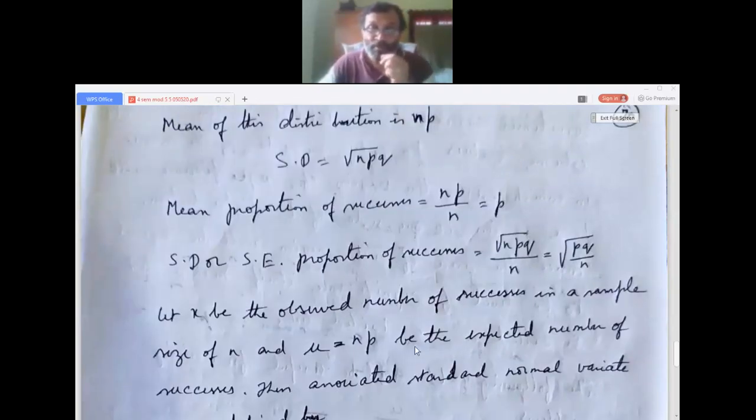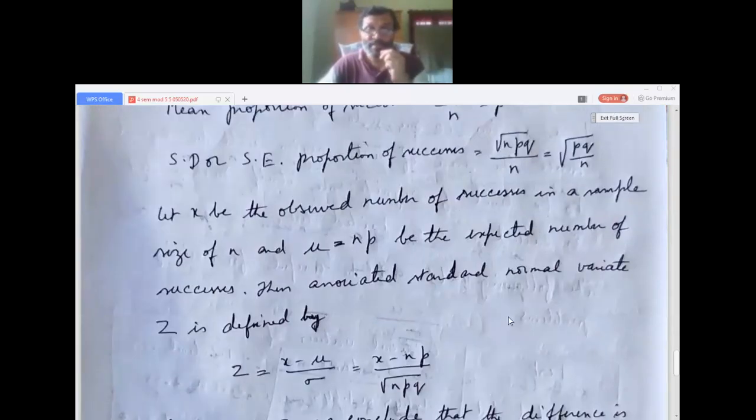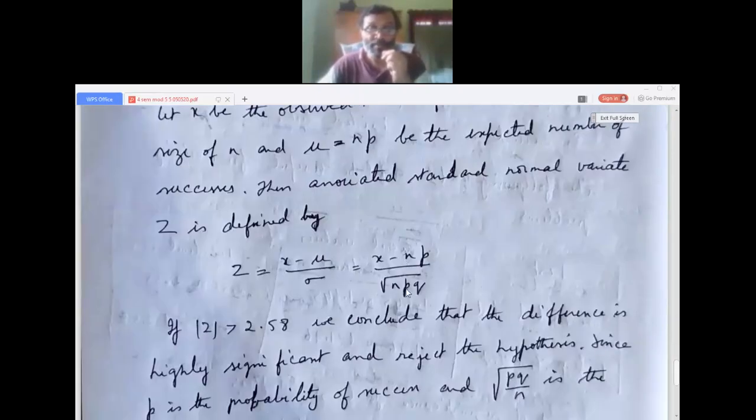Let X be the observed number of successes in a sample of size n, and mu equals NP be the expected number of successes. Then the associated standard normal variate z is given by X minus mu by sigma, where mu is NP and sigma is root NPQ. Now, this is a very important statement: if mod z is greater than 2.58, we conclude that the difference is highly significant and reject the hypothesis. Remember it.